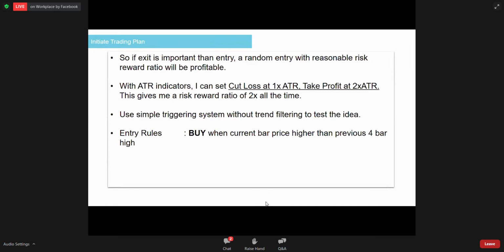So I need some very simplified rules. I will just buy when there's a 4-bar high and sell when there's a 4-bar low. So what is a 4-bar high? Let's say I have a few candles here, candle 1, 2, 3, 4. Okay, I have 4 bars here. So the 4-bar high will be this: 1, 2, 3, 4, the highest price will be here.